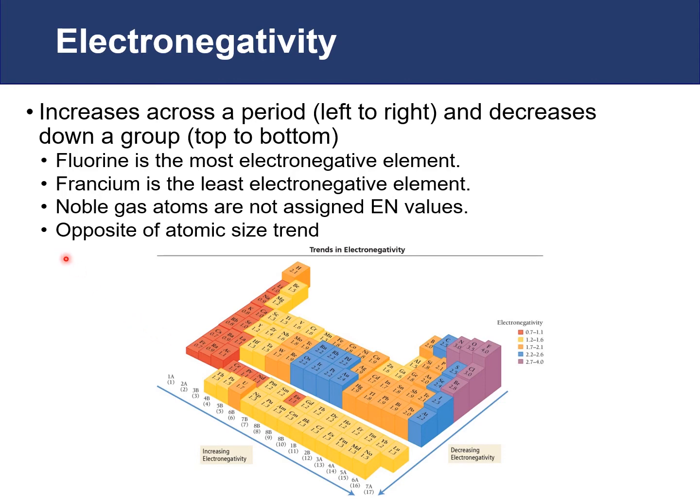This is generally the opposite trend that you'll find for the atomic sizes. The atomic sizes, if you remember, decrease as you go to the right and as you go down. So the electronegativity is the opposite of that. Electronegativity increases as you go up and to the right.